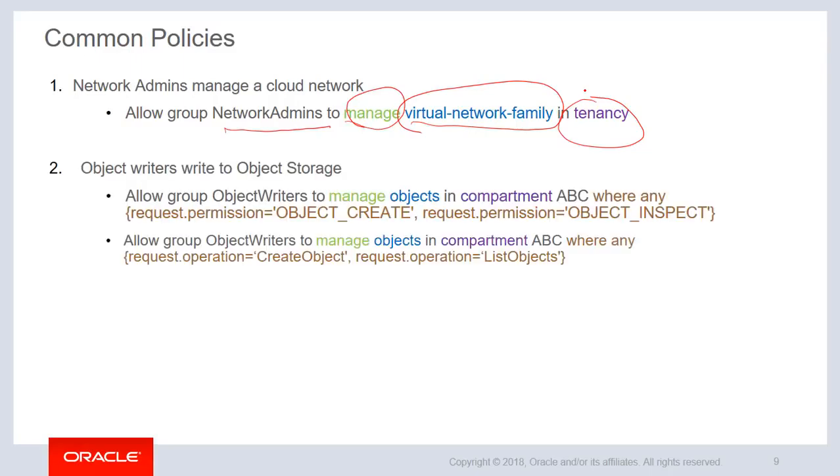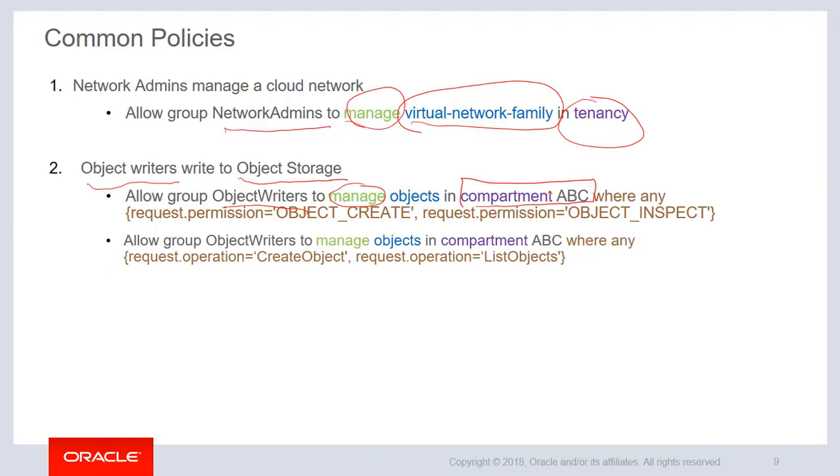Policies can become more complex. This is an example of a complex policy. You want a few people who can write to object storage. Let's call them object writers. They need a policy so they can write to object storage. So you could say allow group object writers to manage, again giving them all the permissions, objects in compartment. Now you are writing to a compartment, so there is no more tenancy, but you are limiting to a specific part of your account. We'll look into what compartments actually are.